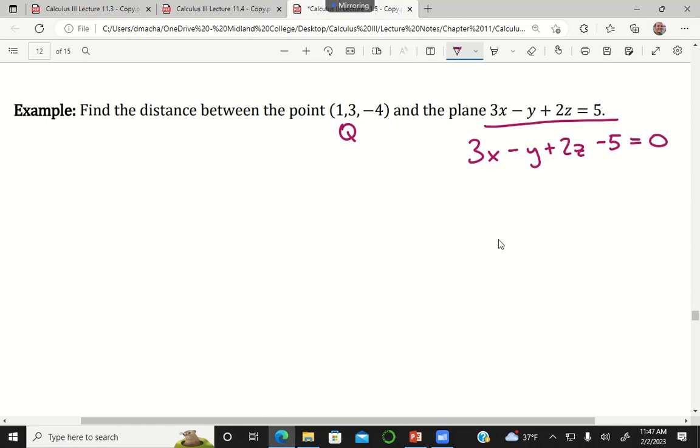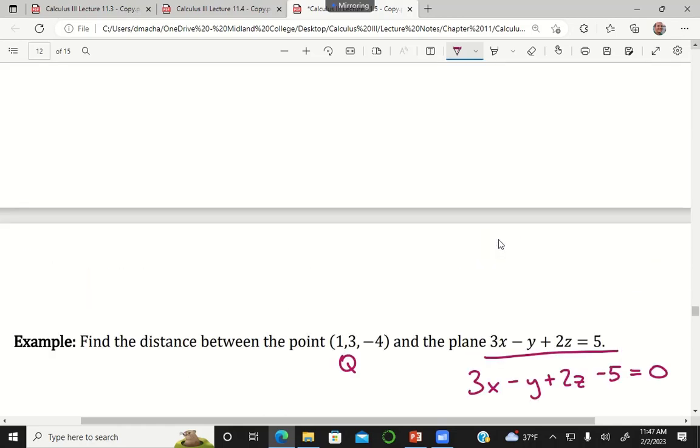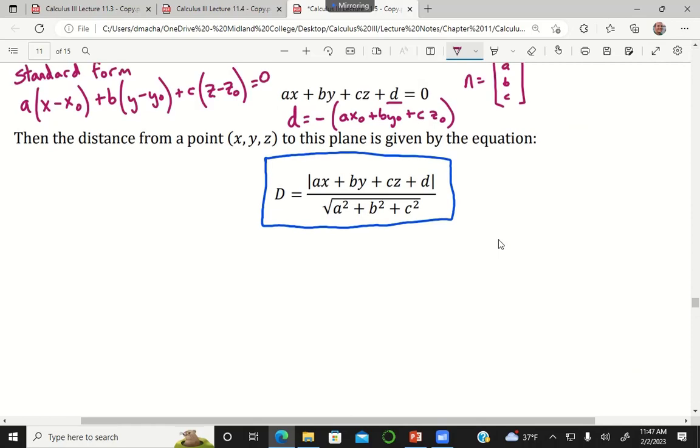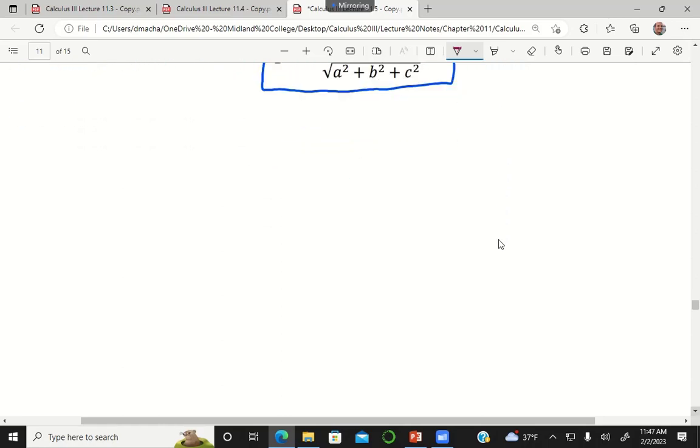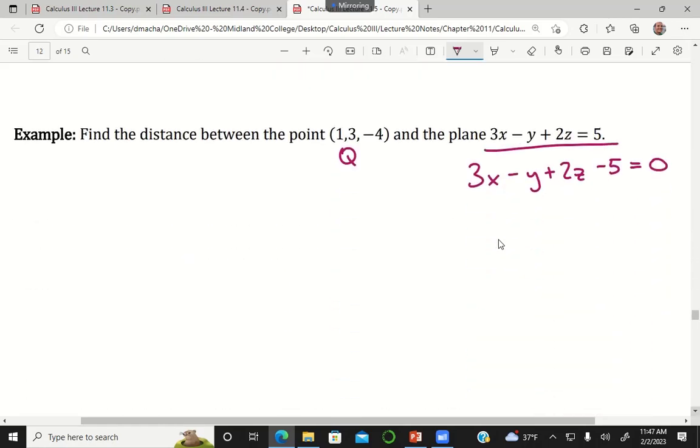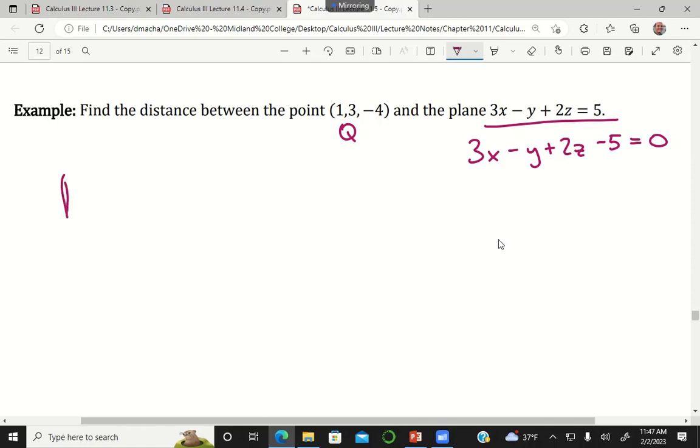At this point, I could go back and scroll up and say, well, let me use this formula, because I know A, B, C, and D, I know X, Y, and Z, to find that distance. But what if I forget that formula? What if I don't remember it? The formula that I do remember is this. And let me just go ahead and work this process because this is the only thing that I really remember.